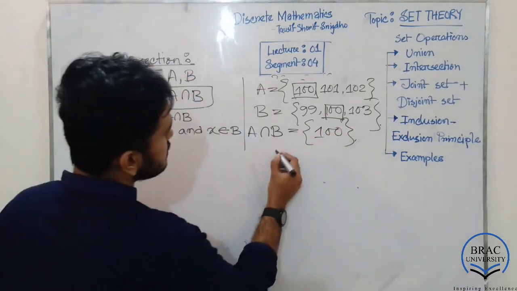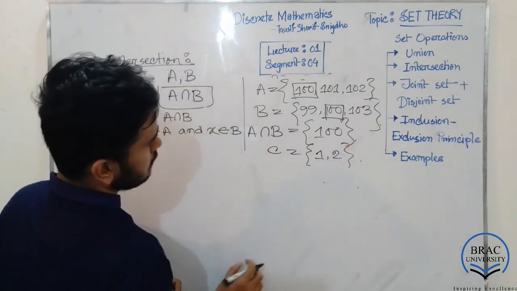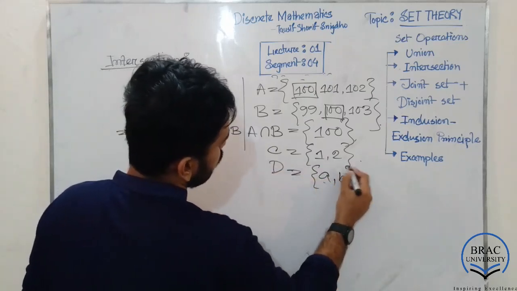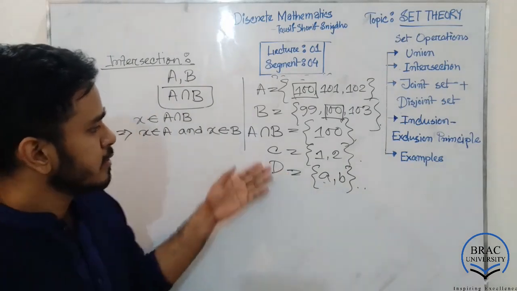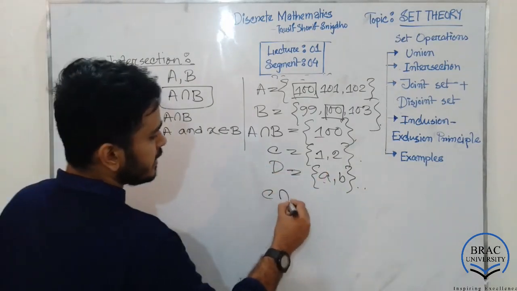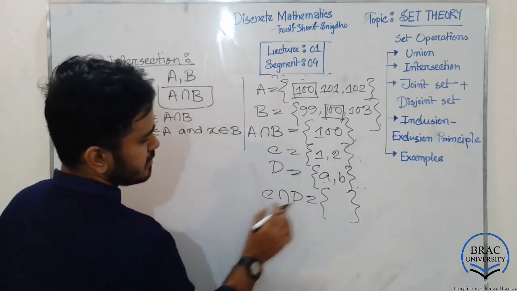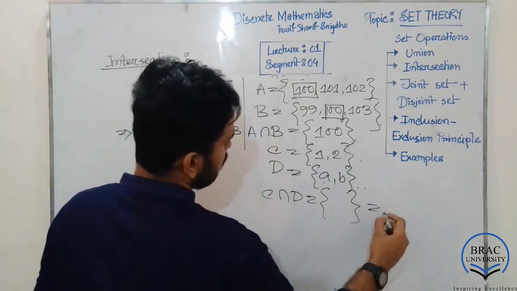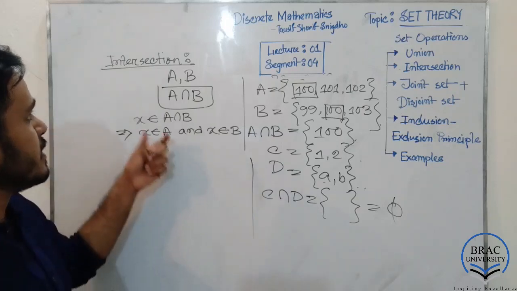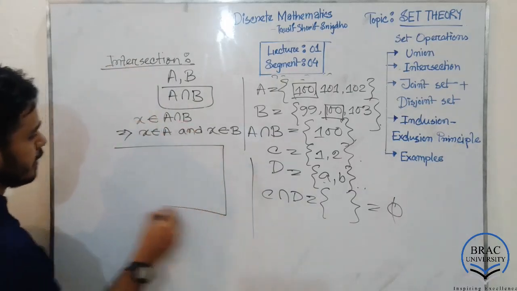And you can ask, is there such a set that has no common element with another set? Here, C and D do not have anything in common. So, C intersection D will have no elements in it. That is, C intersection D equals an empty set, or null. Okay? So, now we can represent this intersection operation through a Venn diagram.